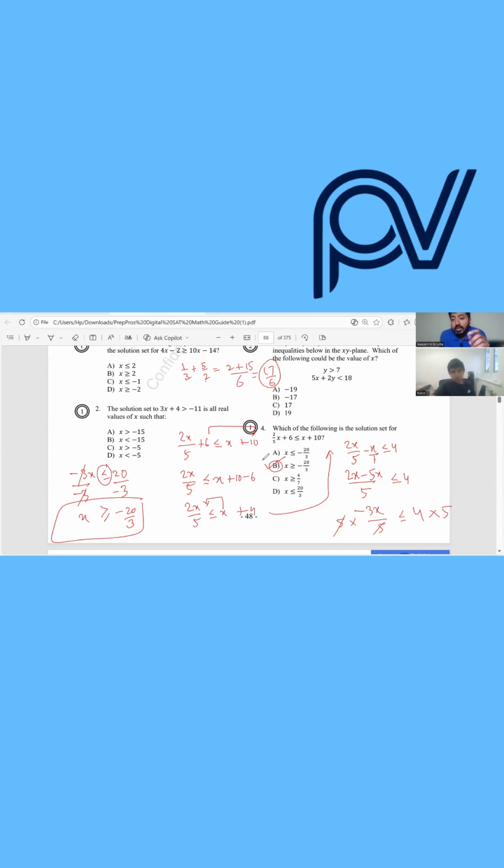If you follow the inequality rule, whenever you multiply or divide by a negative number, you should switch the inequality sign. Yes or no? Yes. Any questions?